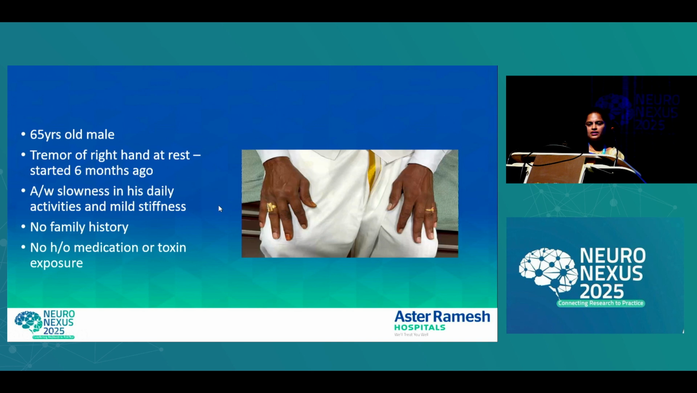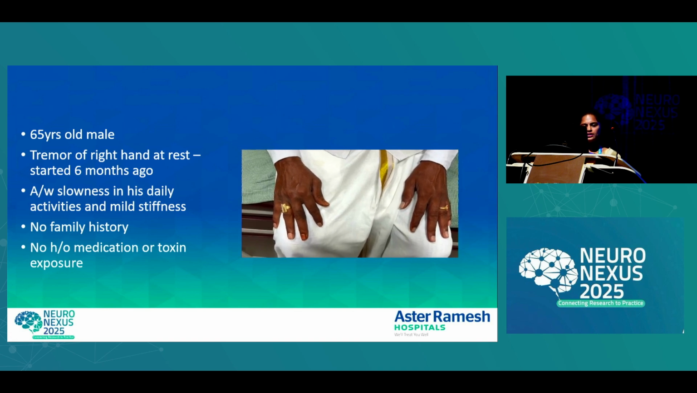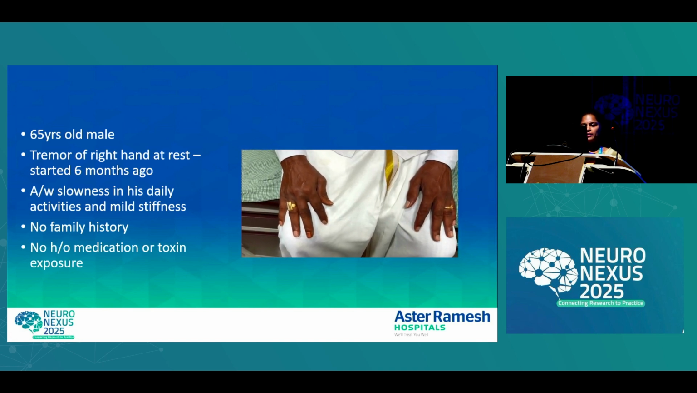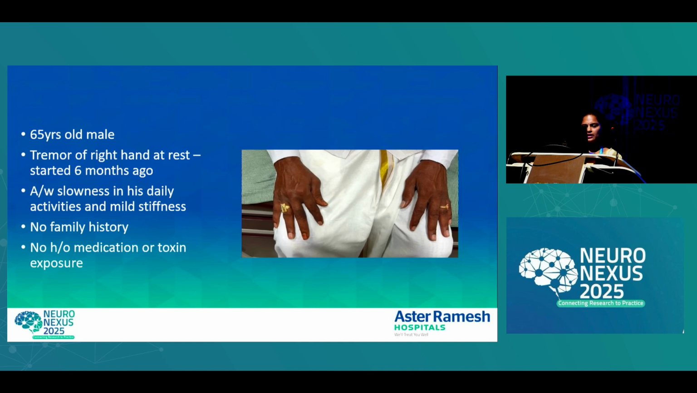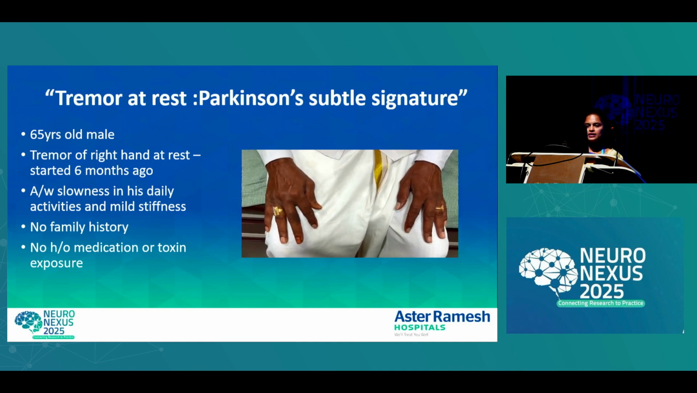Next, a 65 years old male presented with tremor of the right hand and leg at rest for the past 6 months. There is an associated slowness in his activities and there is mild stiffness. There is no history of usage of any medication or toxin exposure, and there is no family history, and it is the typical rest tremor of Parkinson's disease.